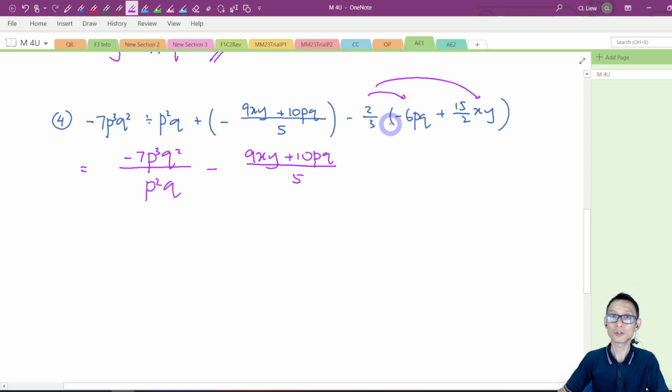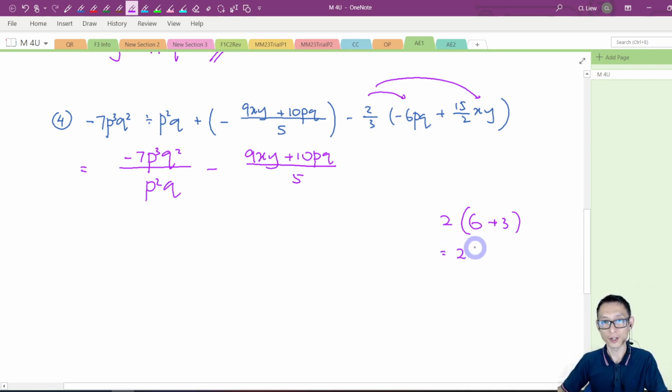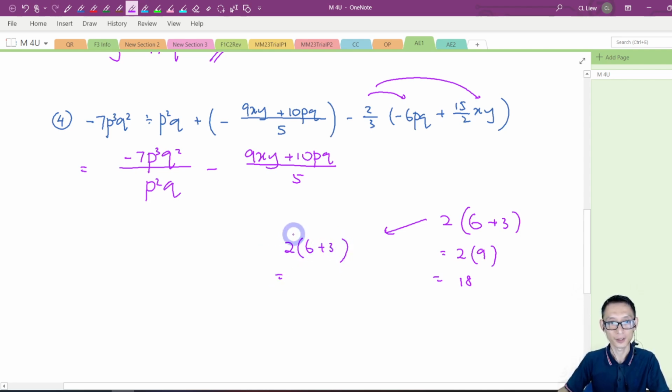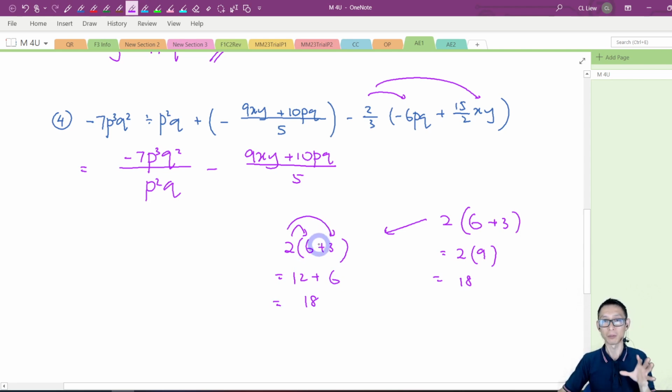Do you remember you learned in chapter 1 about the distributive law? Let's say, for example, 6 plus 3 times 2. So normally we do this way, right? 6 plus 3 equal to 9, so 2 times 9 is equal to 18. Besides doing so, we also can use the distributive law. 6 plus 3, 2 times 6 is 12. Positive, positive, you get positive. 2 times 3, you get 6. You will get exactly the same answer. So now I'm going to apply this to help me to do this part.